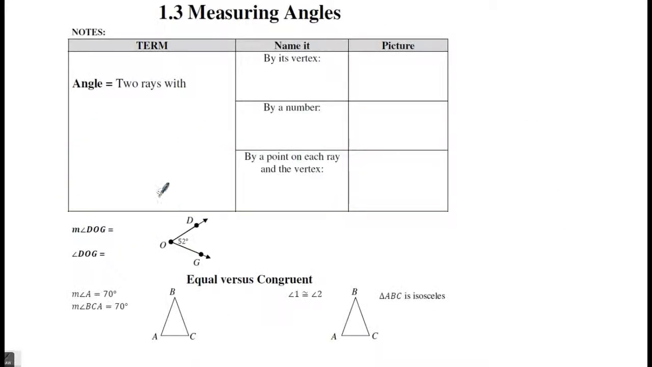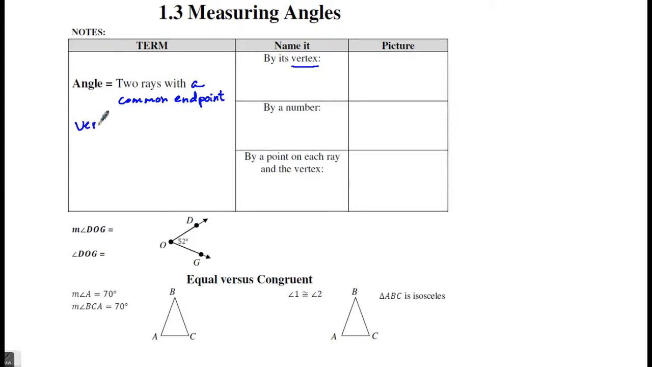An angle is formed by two rays with a common endpoint. That's really what an angle is, and you can name an angle by its vertex, but we need to know what a vertex is. So a vertex is just, we're going to go ahead and put some additional definitions here. A vertex is really just the endpoint.